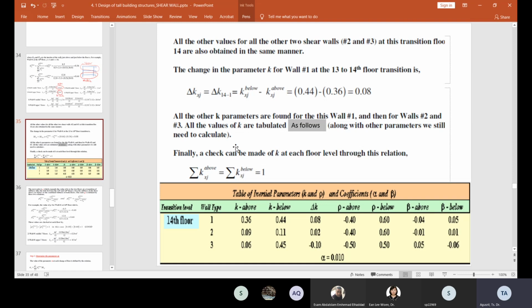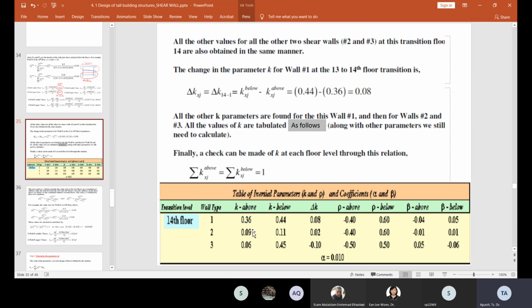And then finally, the summation of the K above equal to K below equal to 1. Okay, so this one actually is the percentage of distribution. So the total K for the same level equal to 1. So you can see here we have the 0 for the level 14 for the K for the wall 1 0.36.